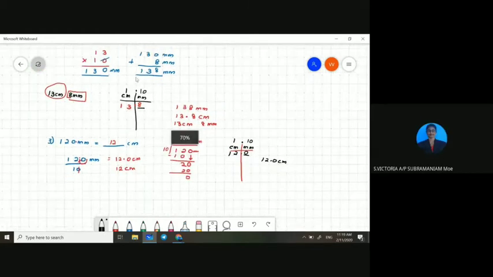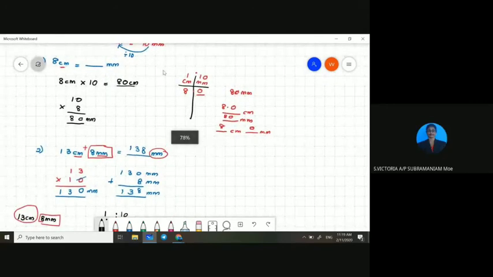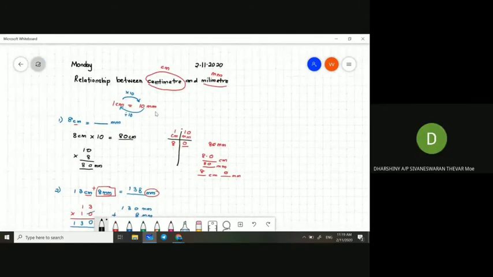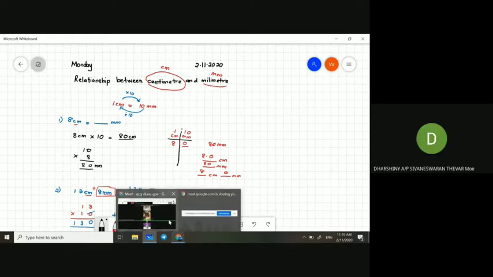So today we had learned the relationship between centimeter and millimeter. 1 centimeter is equal to 10 millimeter. When you convert centimeter to millimeter, we need to times 10. And when we do conversion millimeter to centimeter, we have to divide 10.